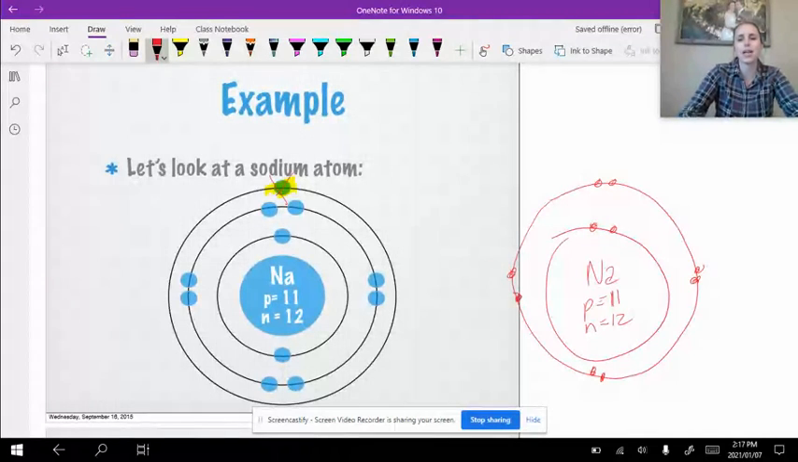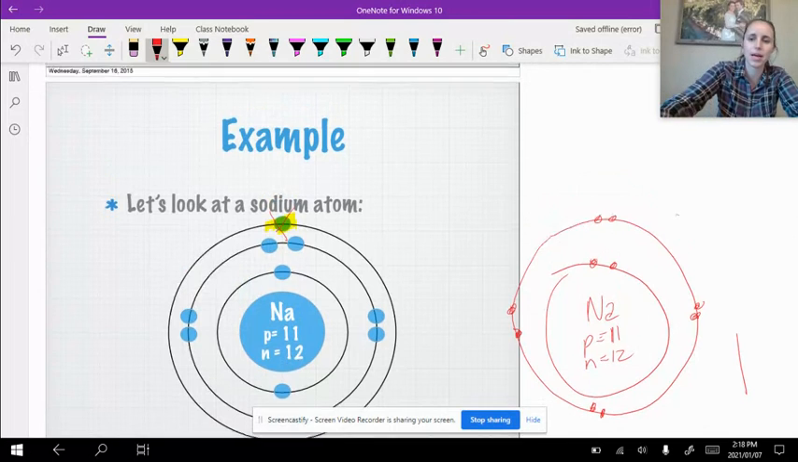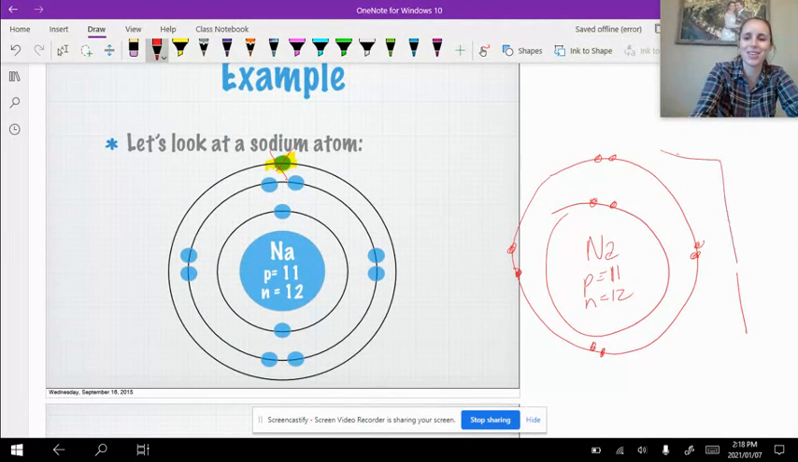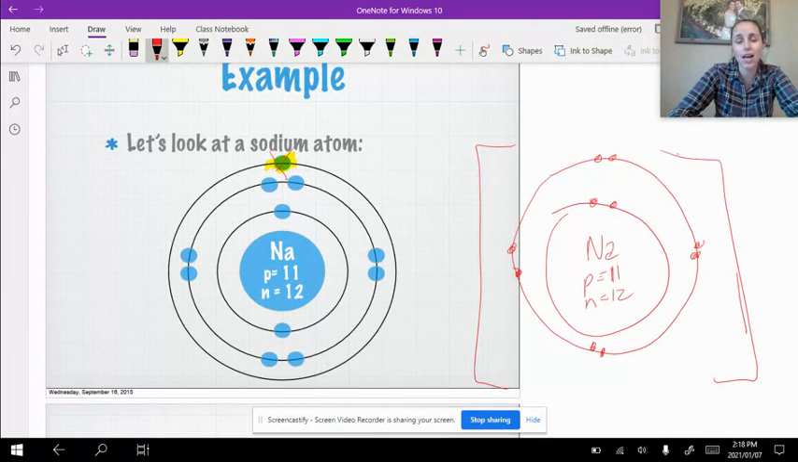To show that this is an actual ion, I have to have my square brackets. So square brackets tell me that it's an ion. It's not equal numbers of positives and negatives. And what's my overall charge? Well, my overall charge is a 1 in this case, positive.